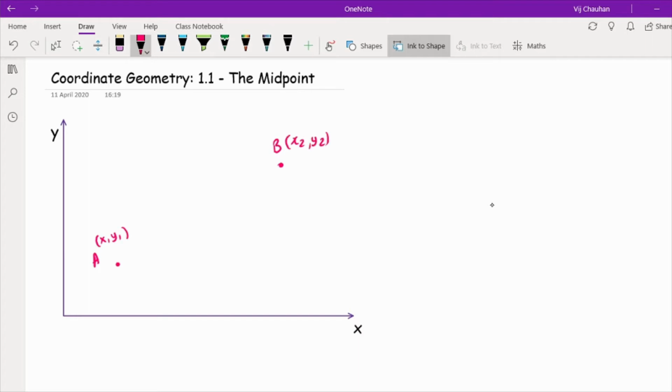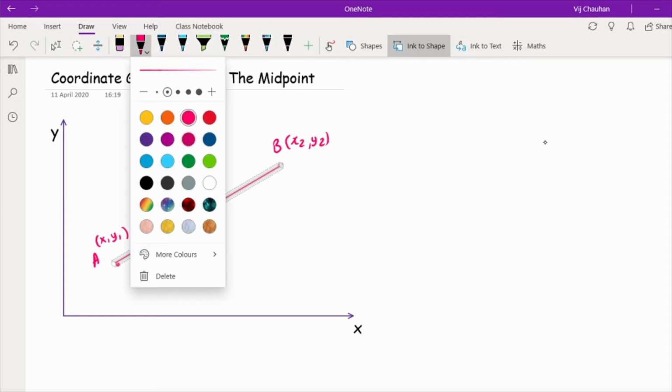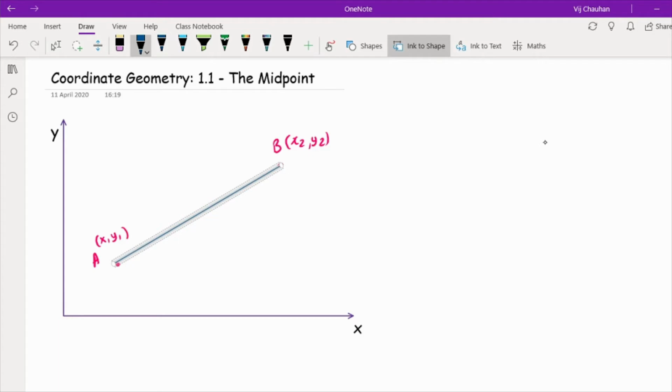Now if I draw a line that connects those 2 points up, that's probably about as close as we're going to get. Between those 2 points is the midpoint, which we're going to call M, which is what it's often called. Here I'm going to say it's roundabout there at a guess. M is the coordinate that I need to find.